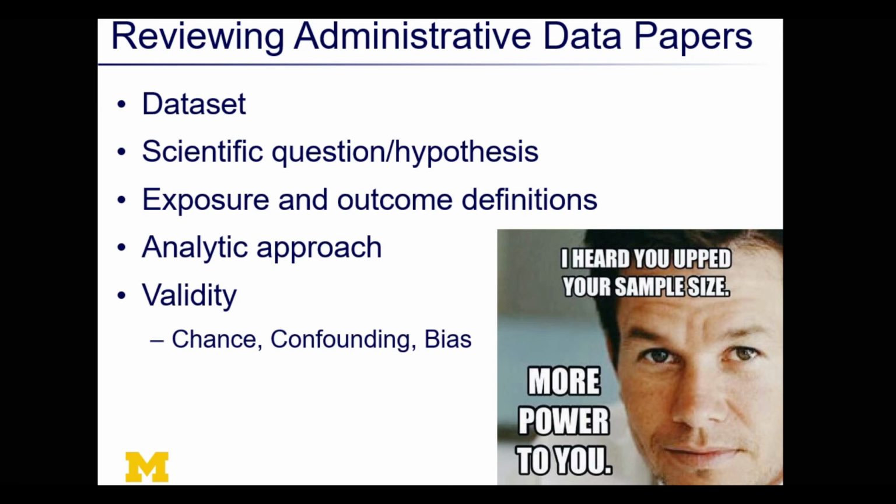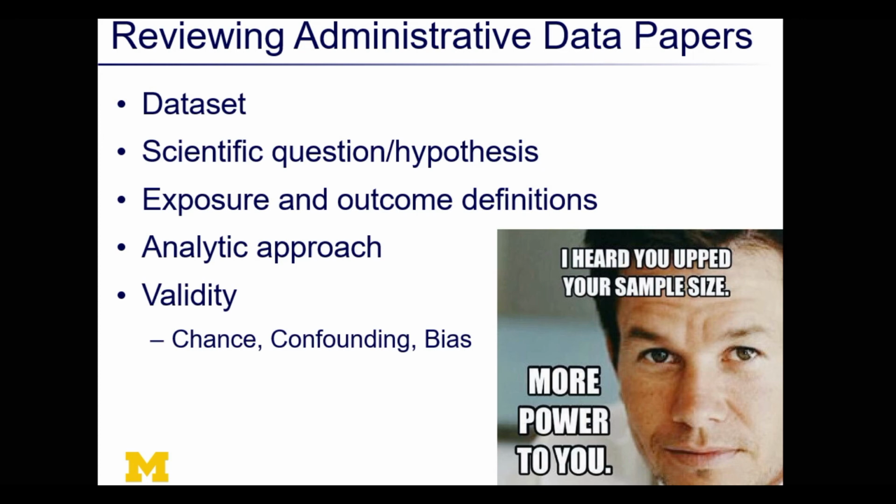Second is the scientific question and hypothesis. Are they asking a question that can reasonably be answered with administrative data, or is it something that really requires clinical or registry or other information? The third is exposure and outcome definitions, so looking at what are the primary predictors and primary outcomes, and are they well defined, and are they well measured, are they properly assessed, do they use the right codes, and are they things that can be found reliably in administrative data.